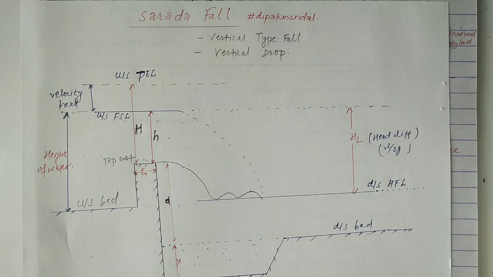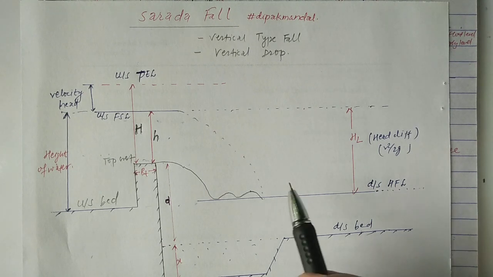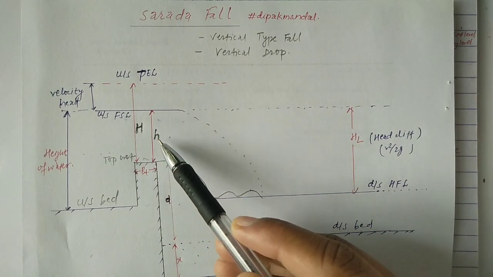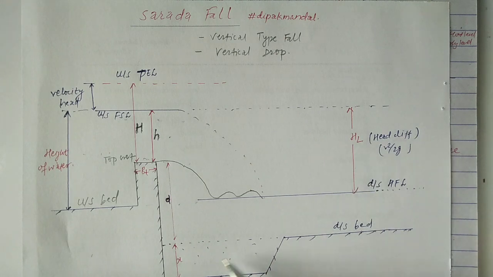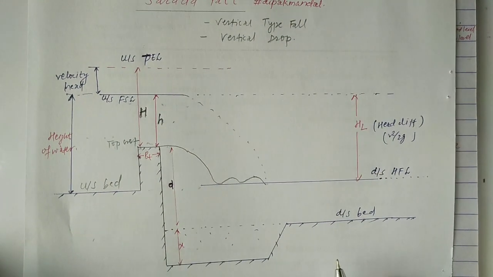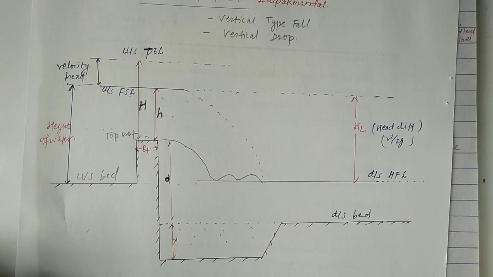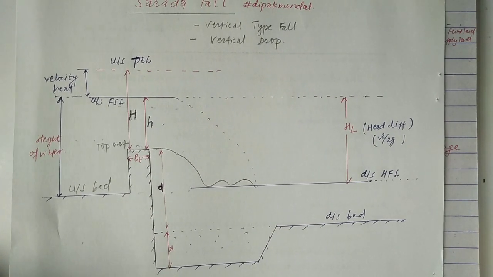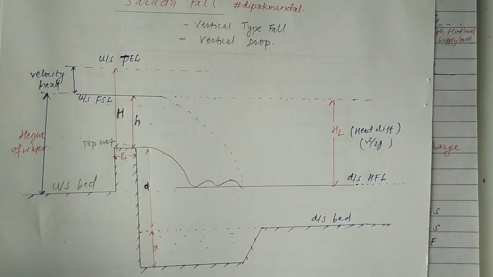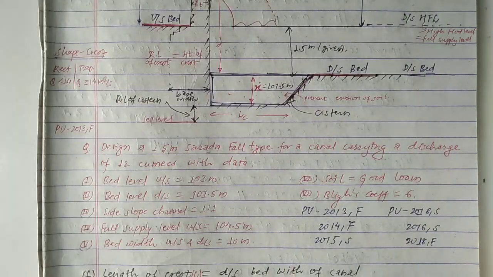In the previous video we already discussed the different parameters, that is, what are H, D, HL and X. So all these parameters we already discussed in the previous video. You have to see that video first, and I will put the link in the description box. So let's see the question.